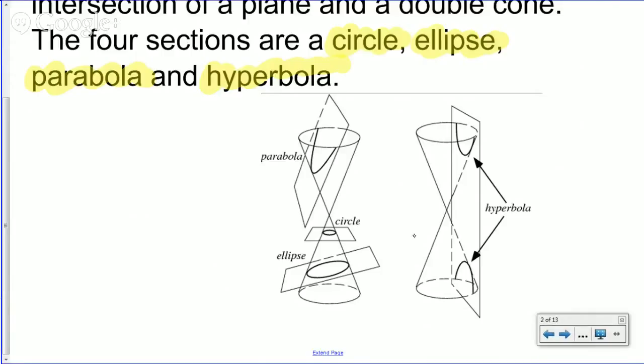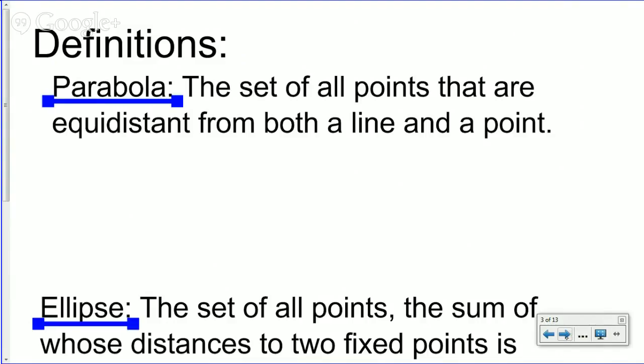So we're going to look at some properties of these, definitions, and just look at these a little more in depth as we move through here. So definitions. Know that a parabola, ellipse, and a hyperbola are all three special cases of circles. So that's why we're talking about these three a little bit separately than a circle. So a parabola is a set of all points that is equidistant from both a line and a point.